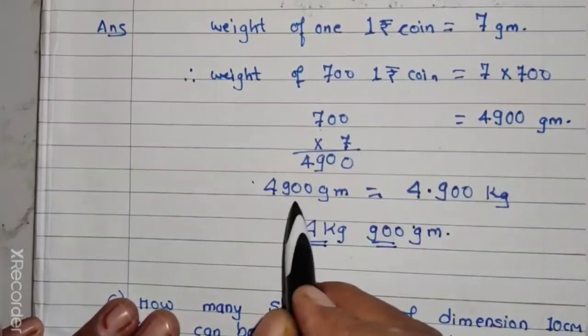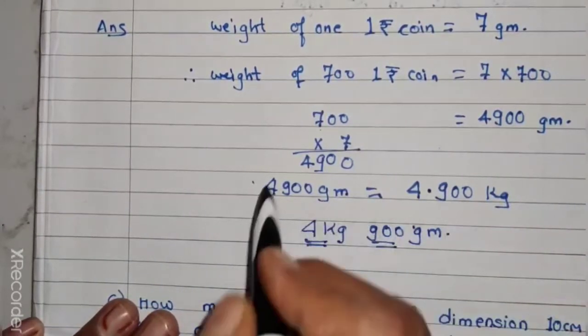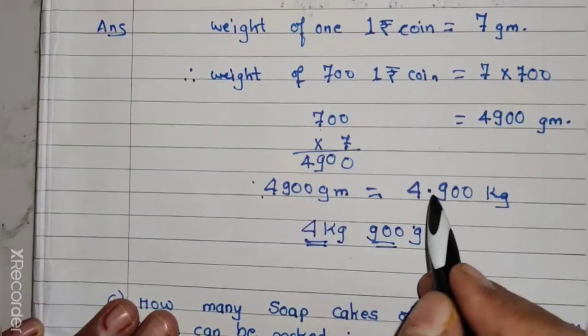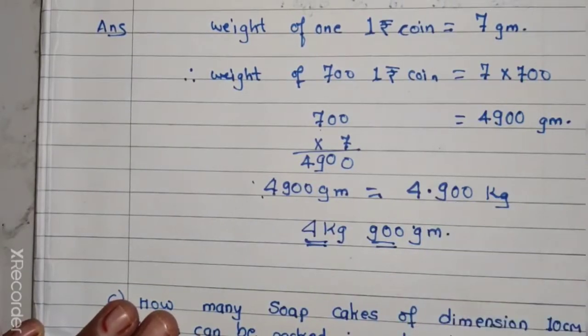I hope students you understood how to convert grams into kgs. What you are going to do, you are going to divide it by 1000. So when you divide it by 1000, it will be how many kgs? 4 kgs and 900 gram.